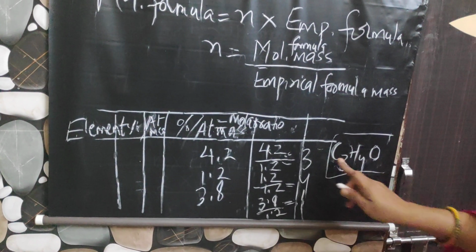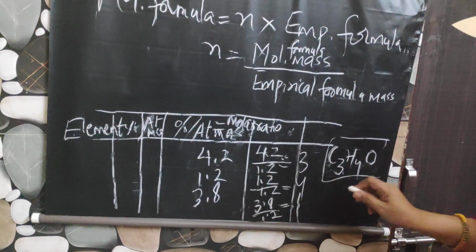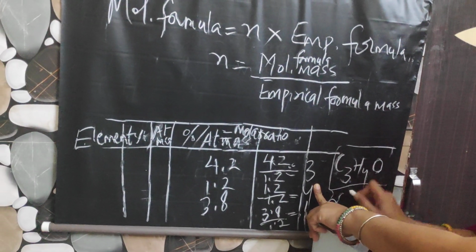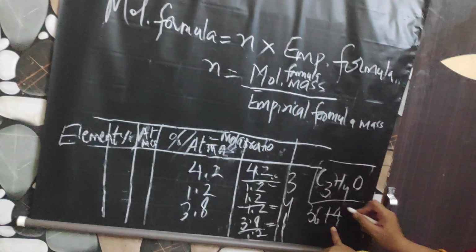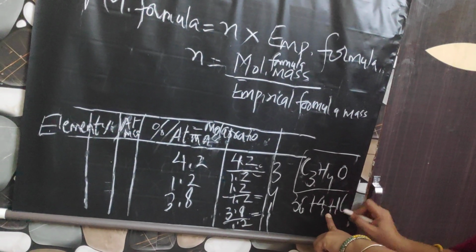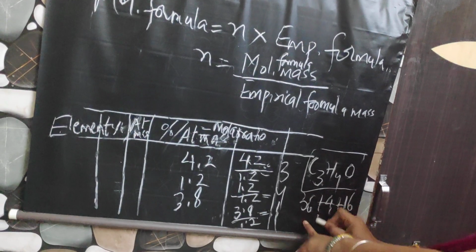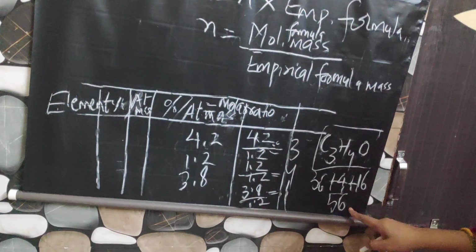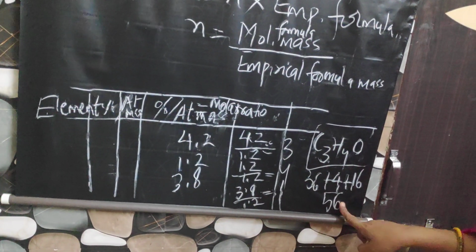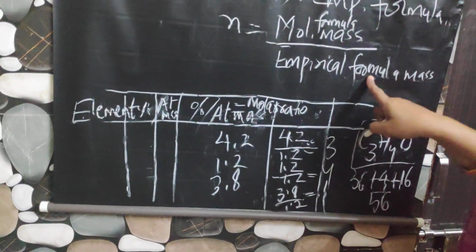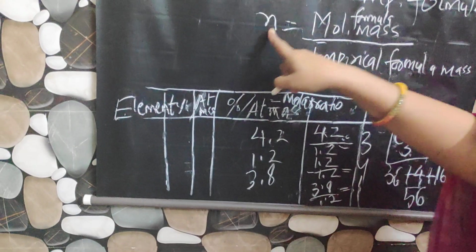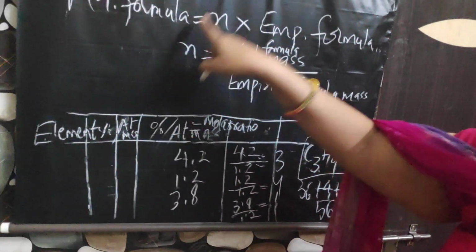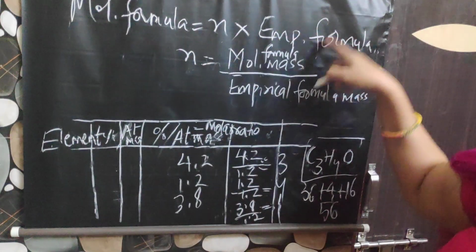C we know is 12. So 12 into 3 is 36. Then H4 is 4 into 1 is 4, so that's 40. Then O is 16. So it will be 40 plus 16, so it will be 56. So this is your empirical formula mass. Now this empirical formula mass, you will put it here. Whatever is the molecular mass given here, you will calculate out the n. And this n you will put it in the empirical formula.